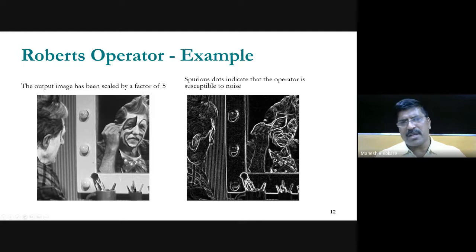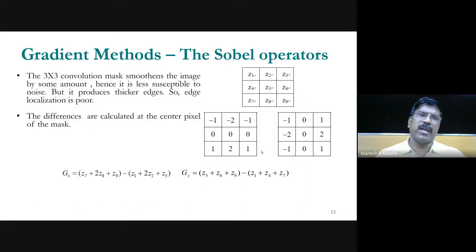And some edges are also missing. So this hand is there, but it is not well connected with the edge. So some of the edges are missing, some of the edges are extra. So the performance of the Roberts operator is not that good. But from an implementation point of view, it is a really simple operator. Then another operator is the Sobel operator.